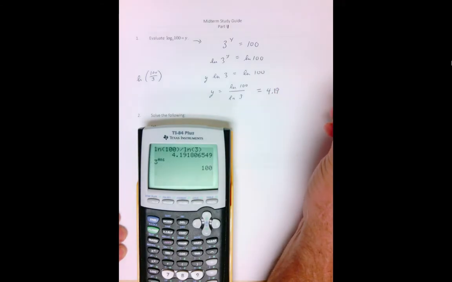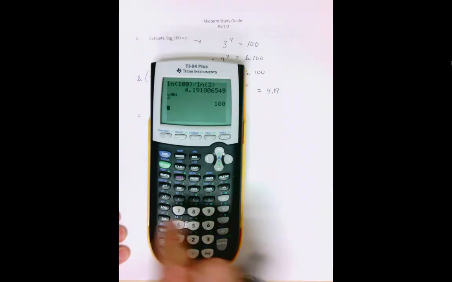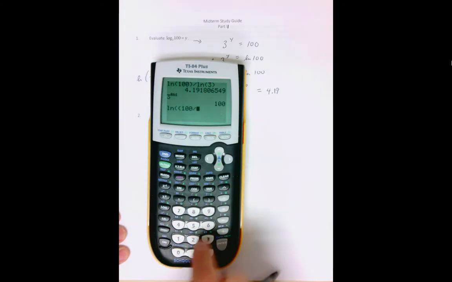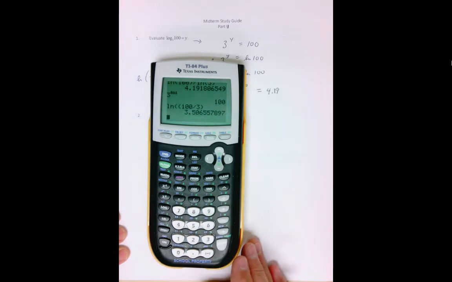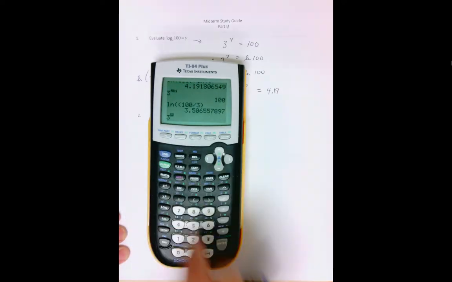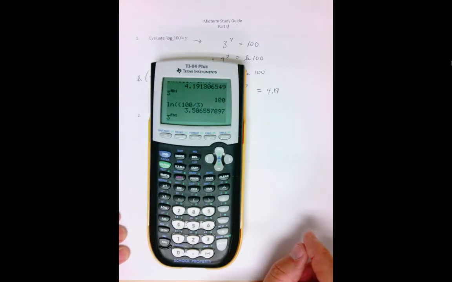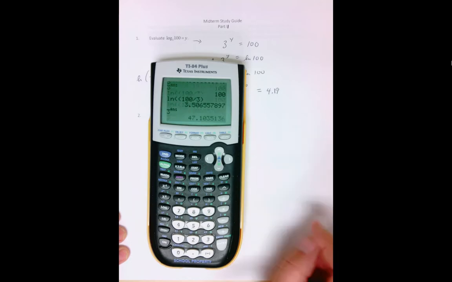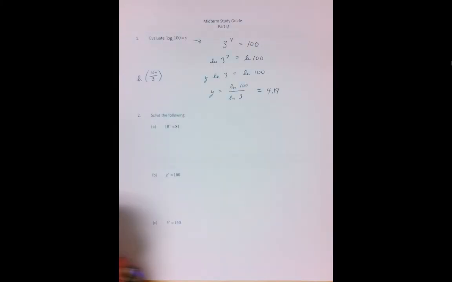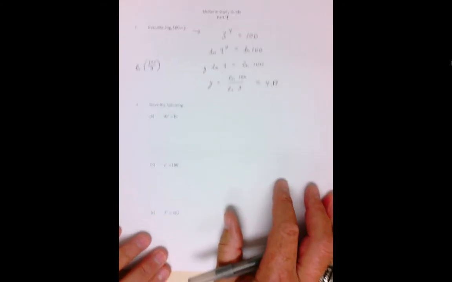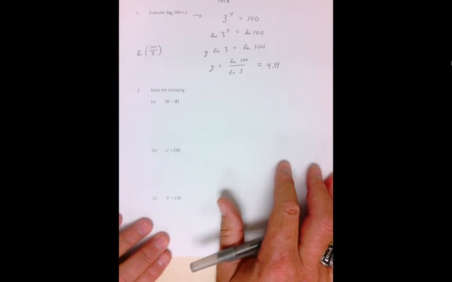So my answer here would be y equals 4.19. Now, you'll see that if I do it the other way, if I just take the natural log of 100 divided by 3, I don't get the same thing. In fact, when I raise 3 to that power, I don't get the right answer because I did the problem wrong. Just made a mistake.